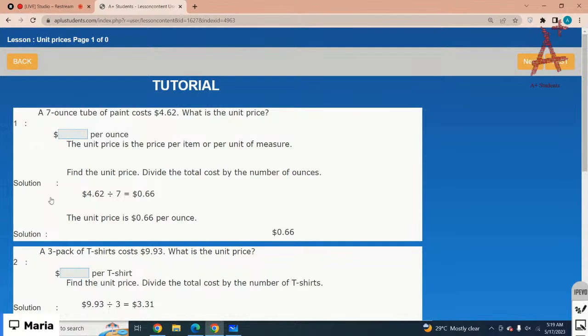Got it? Like the next one: a 3-pack of t-shirts costs 9.93. What is the unit price? Like if you bought 3 shirts, they are 9.93. You have to calculate the price of one shirt, so you have to divide it by 3. Got it? It would be 3.31. That means one shirt costs 3.31. Got it?